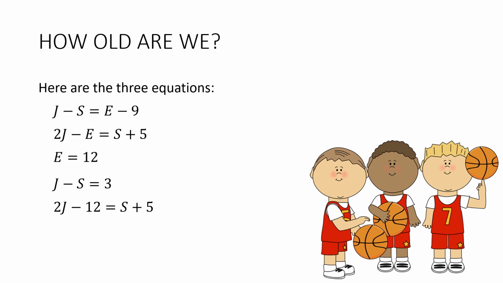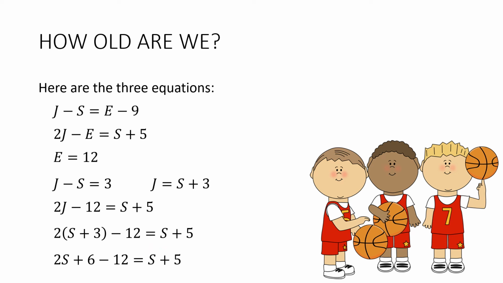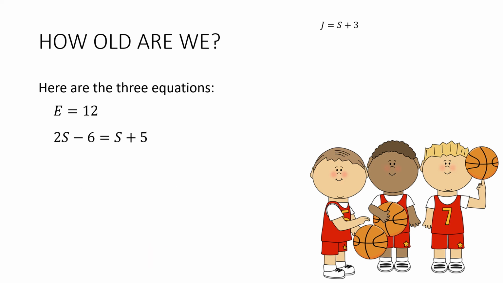Now I could spend some time tidying this all up and then doing the method of elimination, but I'm actually just going to do substitution. I'm going to make j the subject and then substitute s plus 3 in where j is. Don't forget your brackets. Now when we tidy all of that up, I get 2s plus 6 take 12 equals s plus 5. Giving me 2s take away 6 is equal to s plus 5. Taking the s over the other side and the minus 6 over this side, s is equal to 11.